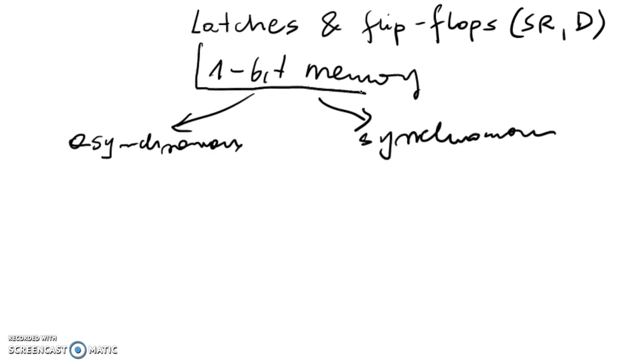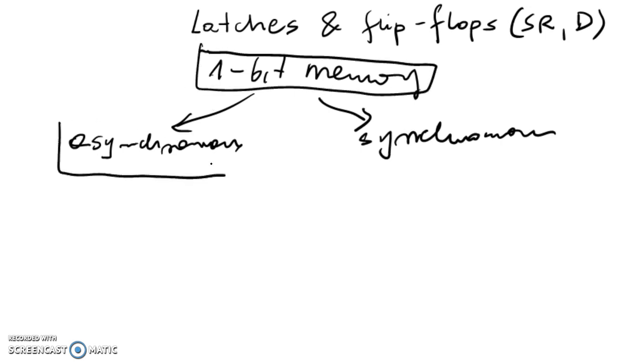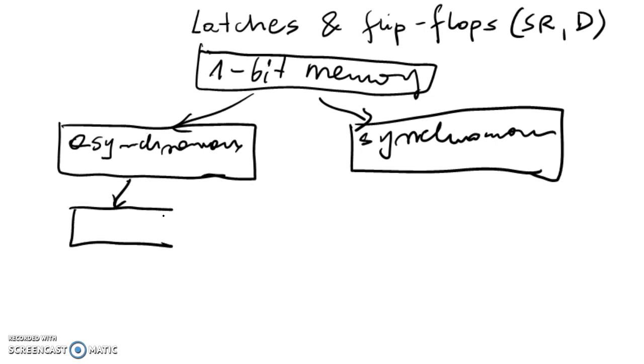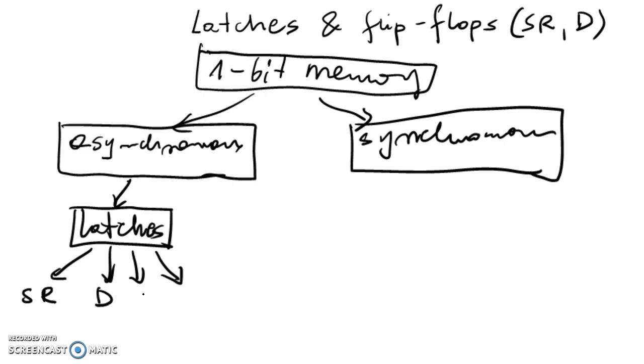In general, all 1-bit memories can be divided in this way. This is the family of asynchronous devices, asynchronous memories, and synchronous ones. The asynchronous ones can be only latches. Their name is latches, and there are 4 different types of latches: SR, D-type, T-type, and JK.